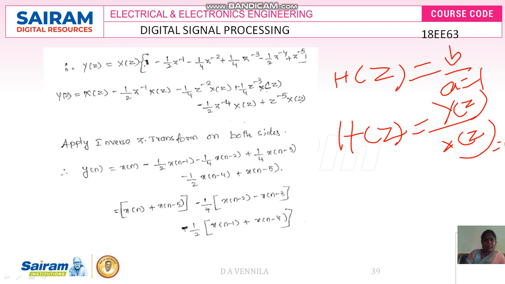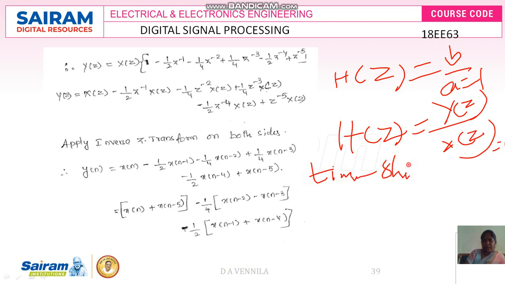So Y(z) = X(z)[1 - (1/2)z^-1 - (1/4)z^-2 ...], those values. Now Y(z) equals X(z); take the inverse Z-transform of this. y(n) will be equal to x(n) - (1/2)x(n-1) .... Here we are going to use the time shifting property.